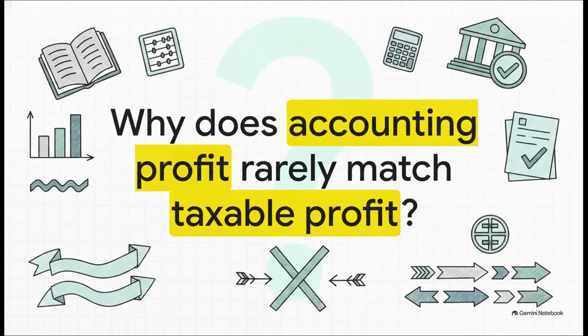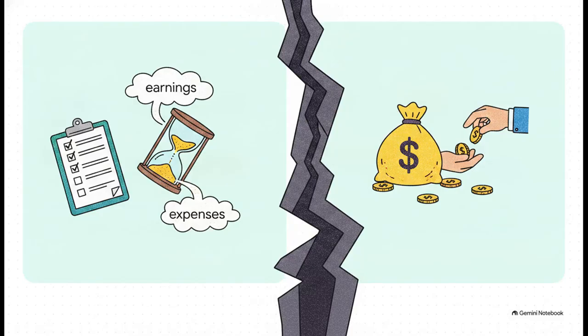So, let's start with a really crucial, kind of provocative question. Why does the profit on a company's balance sheet almost never match the profit on their tax return? Think about that for a second. This right here establishes the central conflict we're looking at today. We are essentially dealing with two completely different rule books that are both trying to measure the exact same business performance.